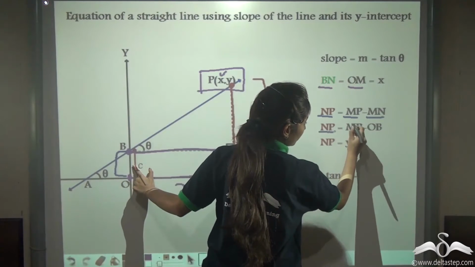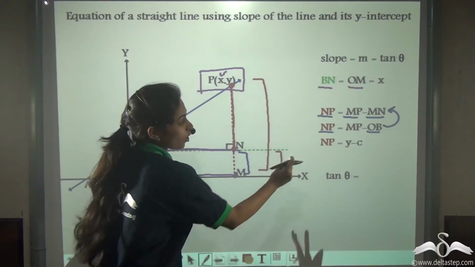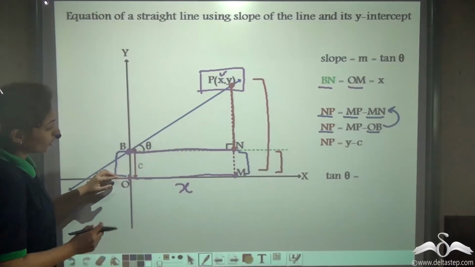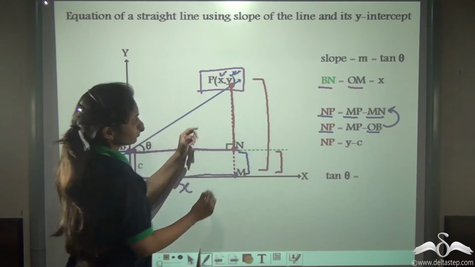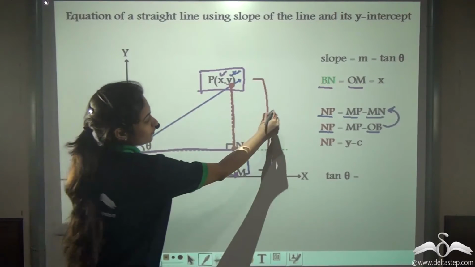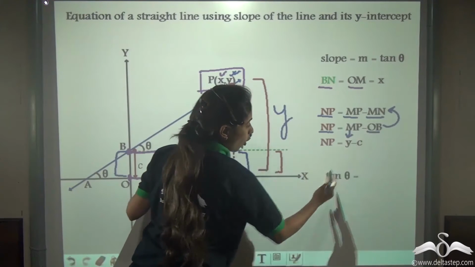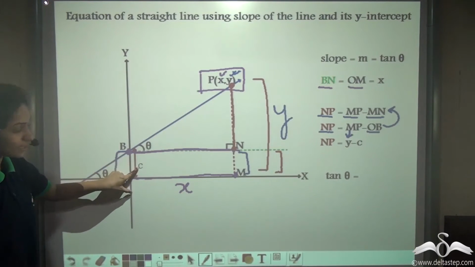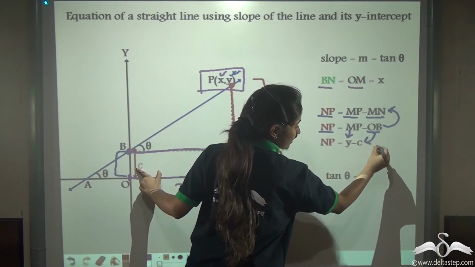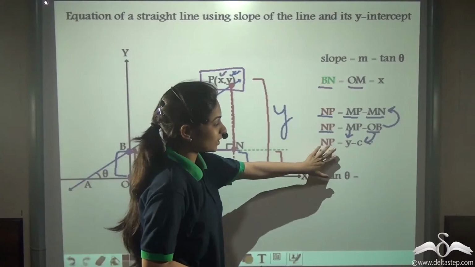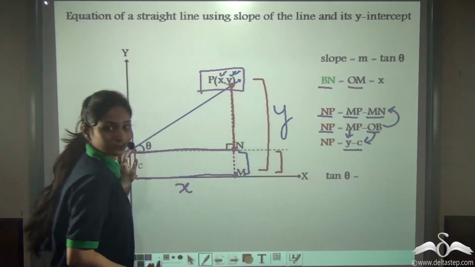So NP is equal to MP minus OB, which has replaced MN, and MP, we already know that MP is this y value. So y has replaced MP, and OB is what? This y-intercept, which is C. So OB has been replaced by C. So NP is equal to what? In terms of these variables used here, y minus C.